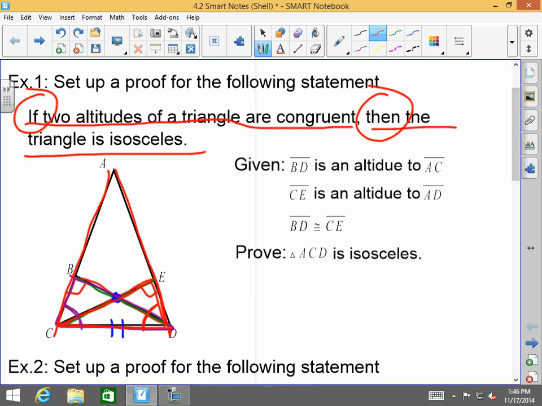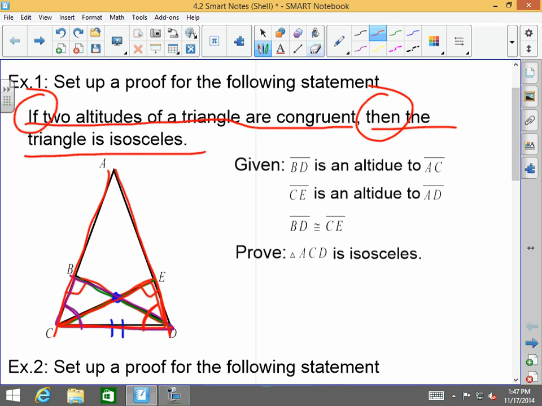Okay, I just wanted to kind of run through it with you. Yes, sir. The triangle. We know which triangle we're talking about. Good question. Because it's talking about the triangle from which the altitudes are present. And there's two altitudes from one main triangle, which is triangle ACD.